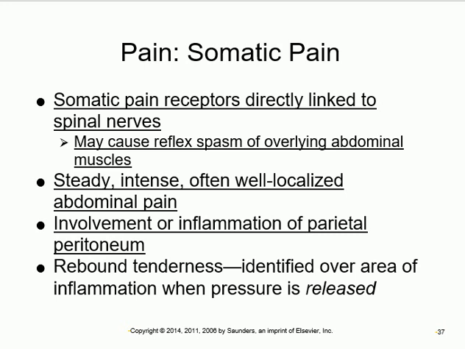Something in the viscera. It's not somatic. It's not something for the somatic nervous system. Describe it for me. It's right here. If you can localize it, that will be the somatic part.